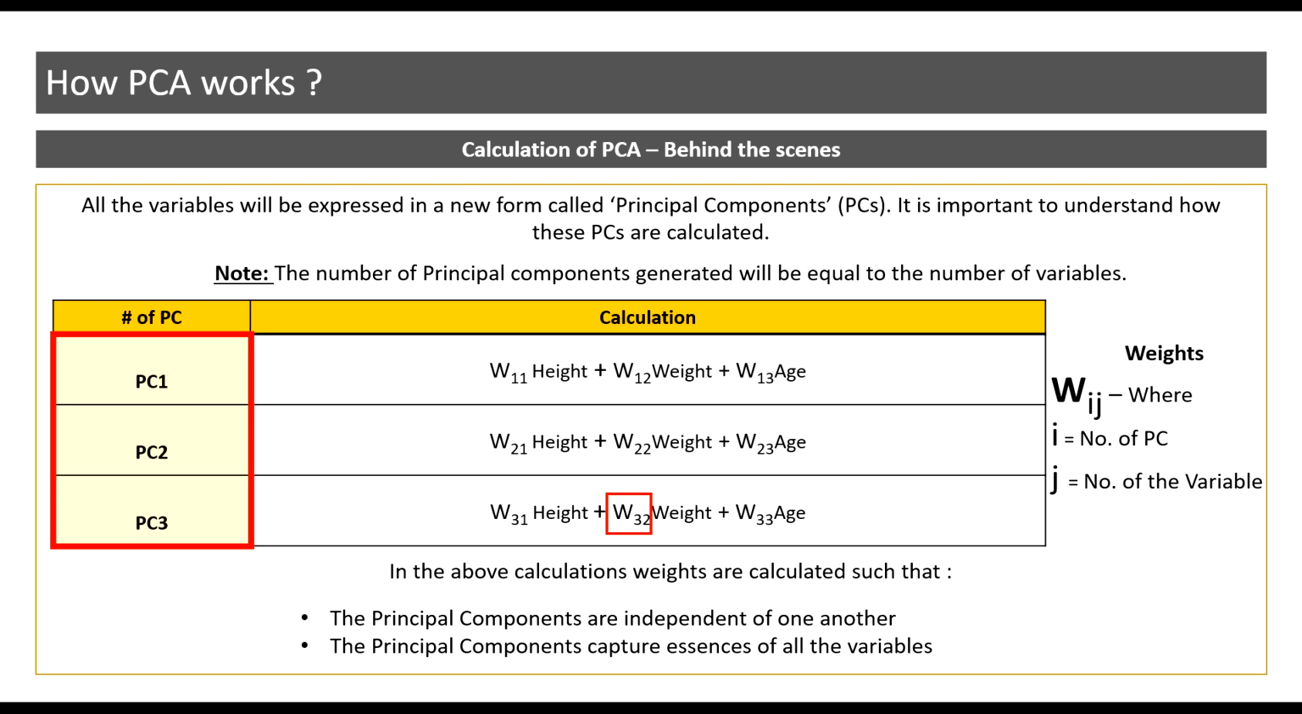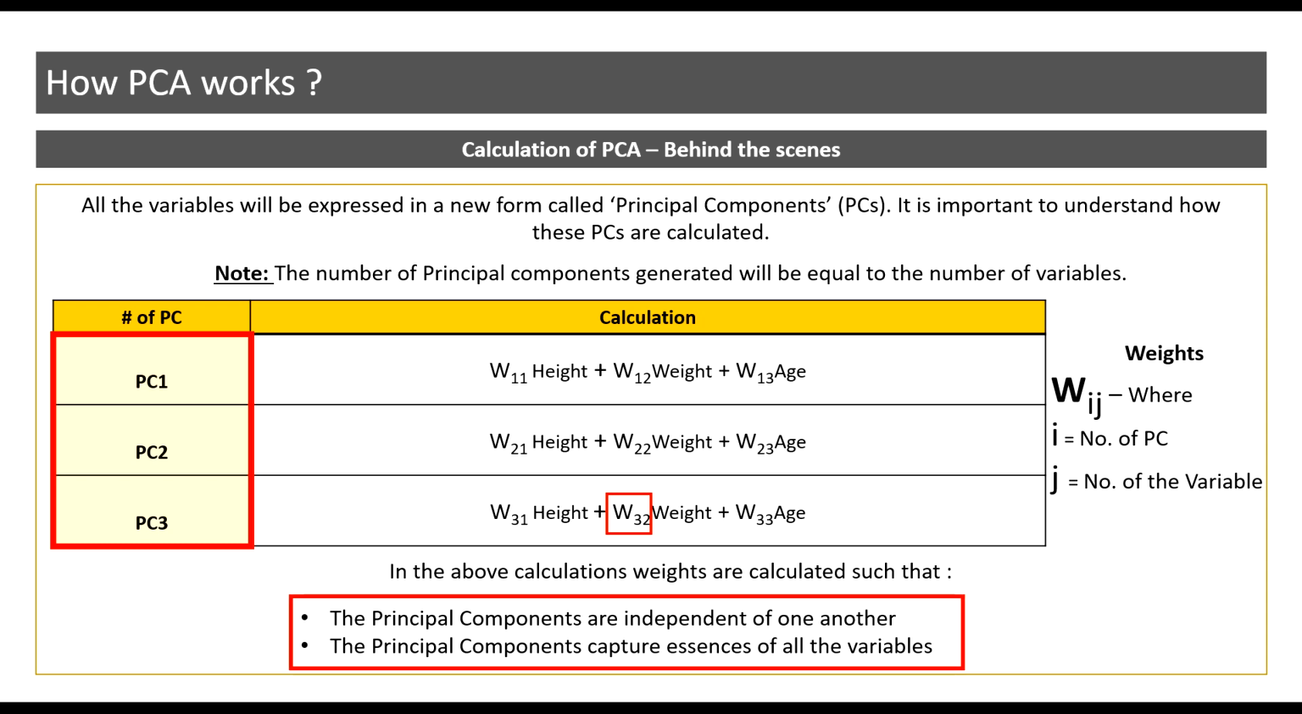And the second aim, or the second reason as to how the weights are calculated, is to ensure that the principal components capture the essence of all the variables. Note that these two points are extremely important as they will help evaluate principal component analysis.